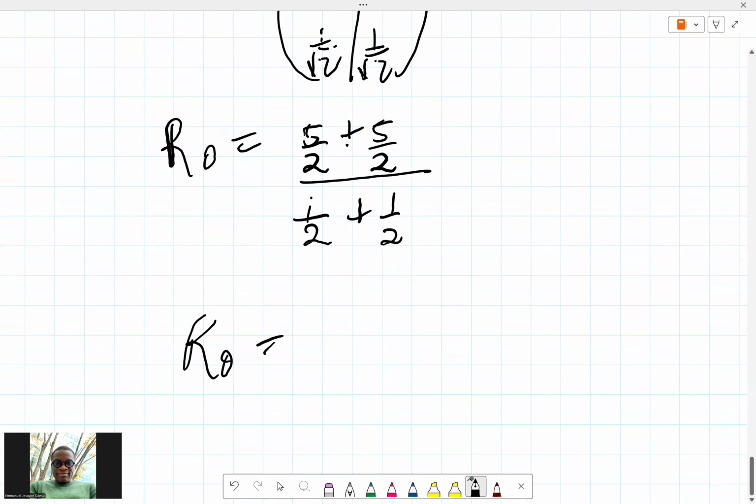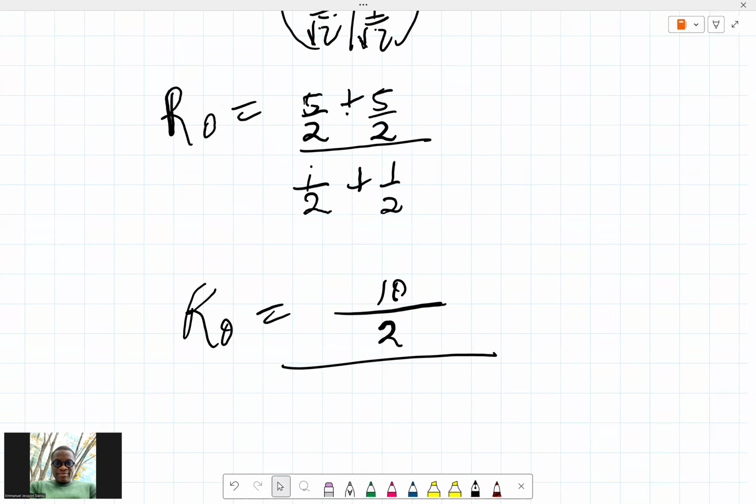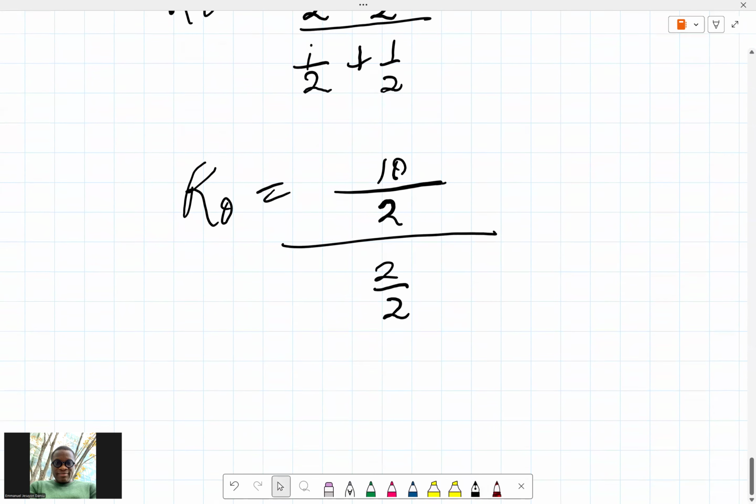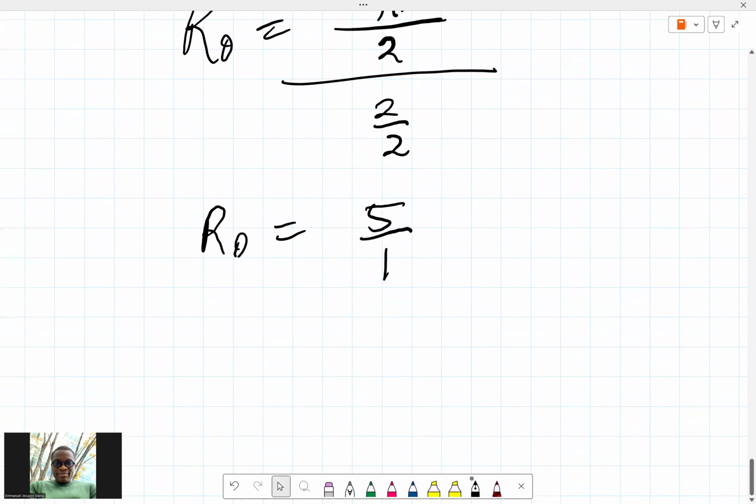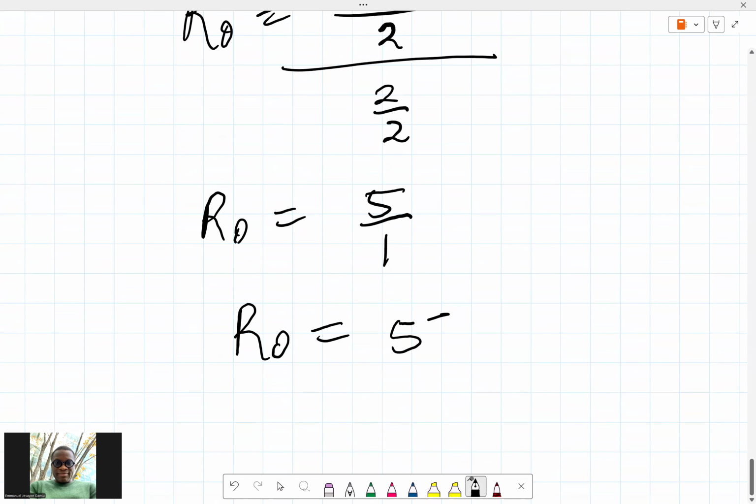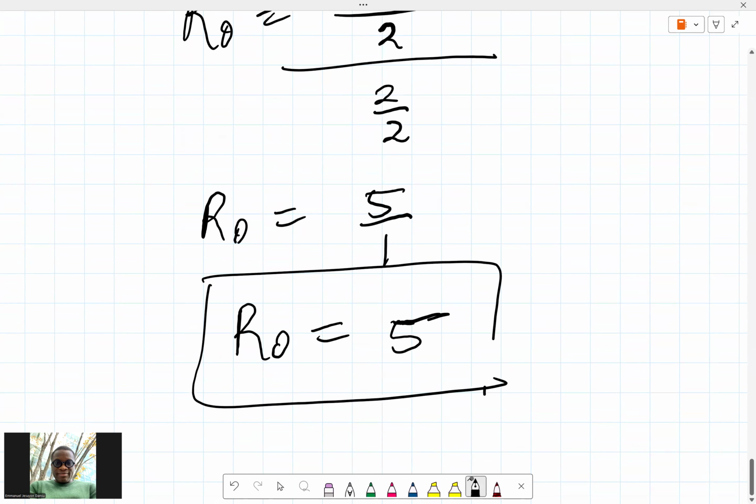So R naught is equal to, for the top now, we have LCM is 2, then 5 plus 5, or let's just say 10. Let's go for 10 straight. And down we have 2 over root 2. So finally, we have R naught equal to 5 all over 1. So the first Rayleigh quotient is 5. Now that's just the beginning, right? That's the zeroth iteration.